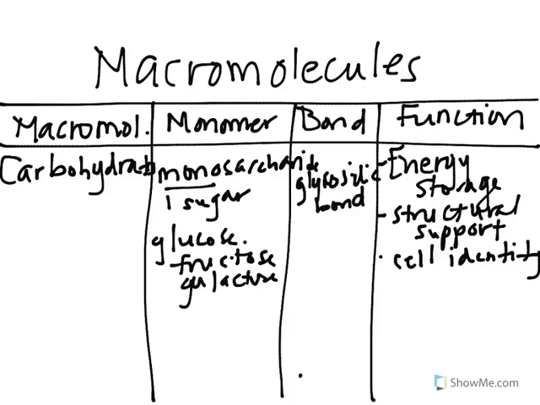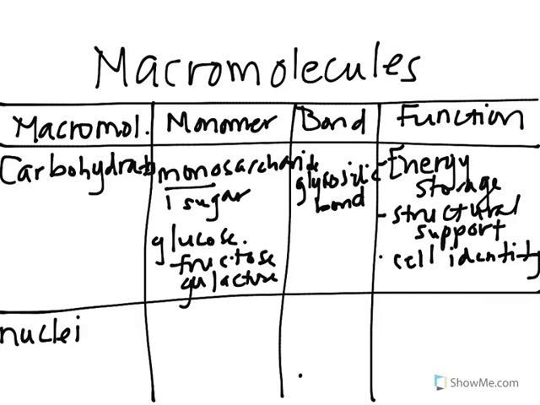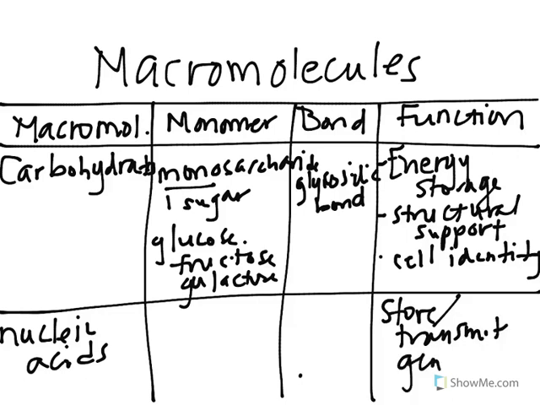Okay, I'm actually going to add to this. After carbohydrates, we talked about nucleic acids. The purpose of nucleic acids, the function, is to store and transmit genetic information. Okay, so we had talked about the examples of deoxyribonucleic acid and ribonucleic acid as the major nucleic acids. The monomer for each of those is called a nucleotide.